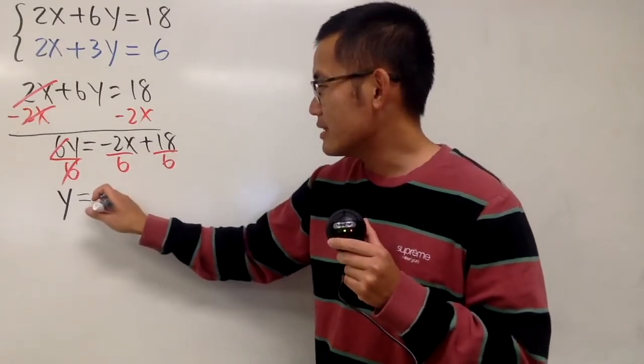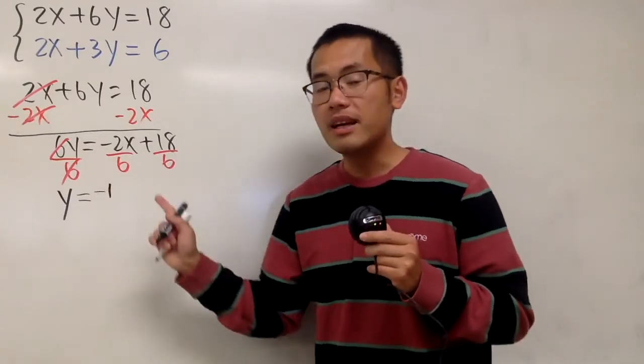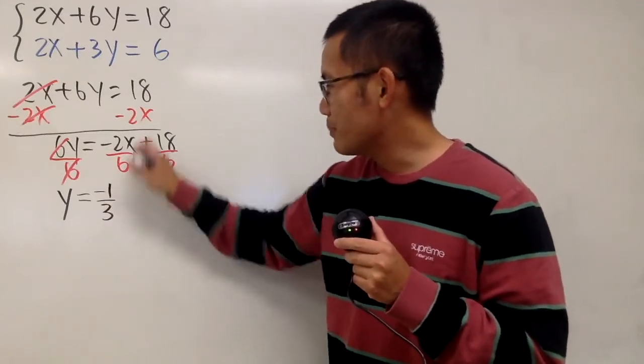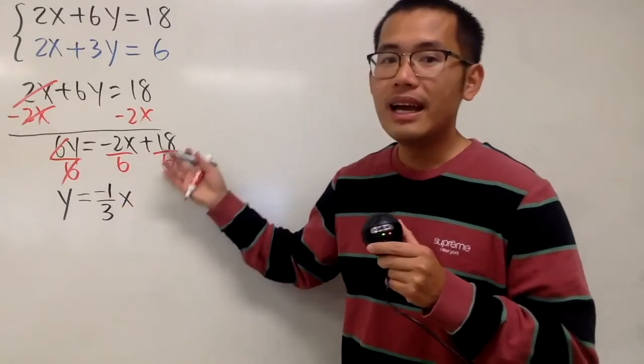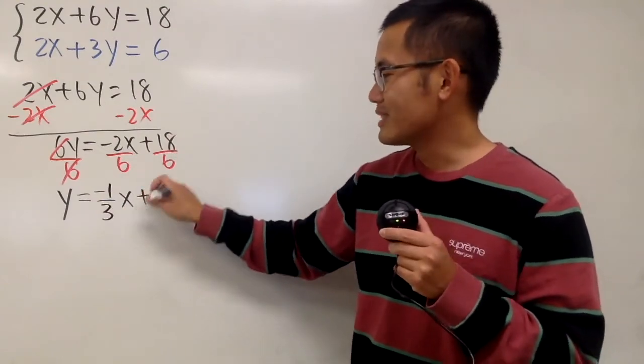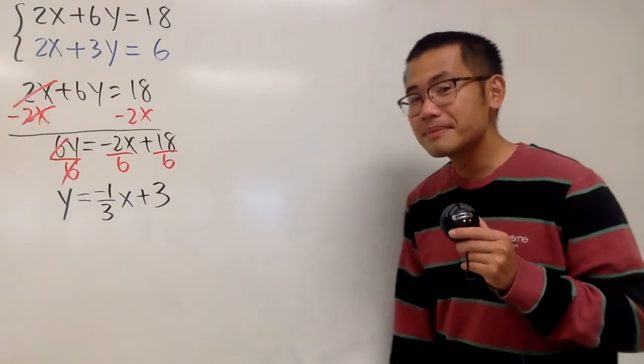And let me write it as negative 1. Keep the negative on the top. It's a good idea. And then divide it by 3 and put the x on the side. And here we have the plus 18 over 6, which is plus 3. So that's the first part, right?